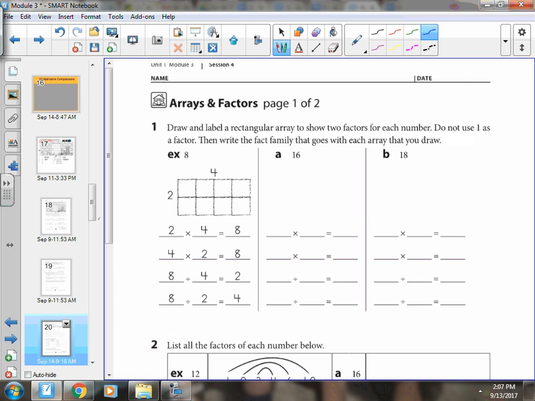Number 1, draw and label a rectangular array to show 2 factors for each number. Do not use 1 as a factor. Then write the fact family that goes with each array that you draw.